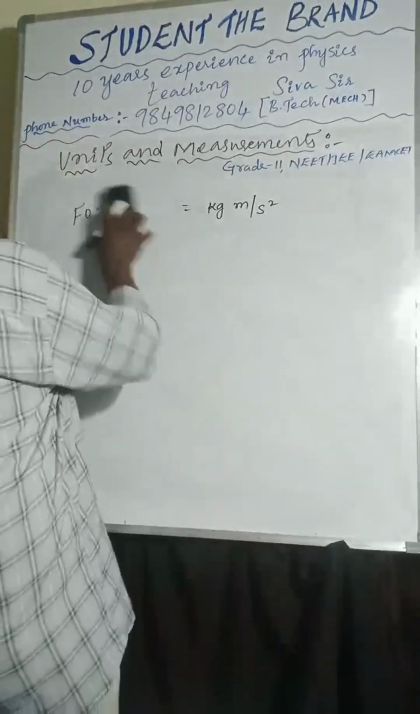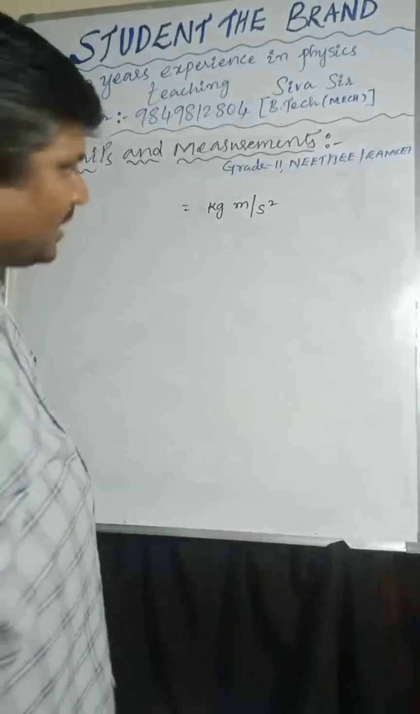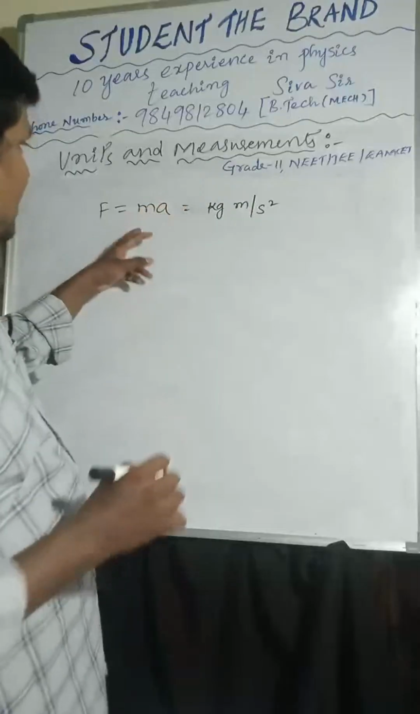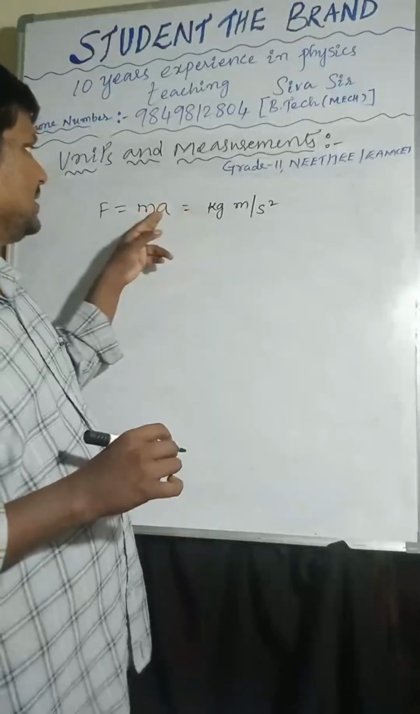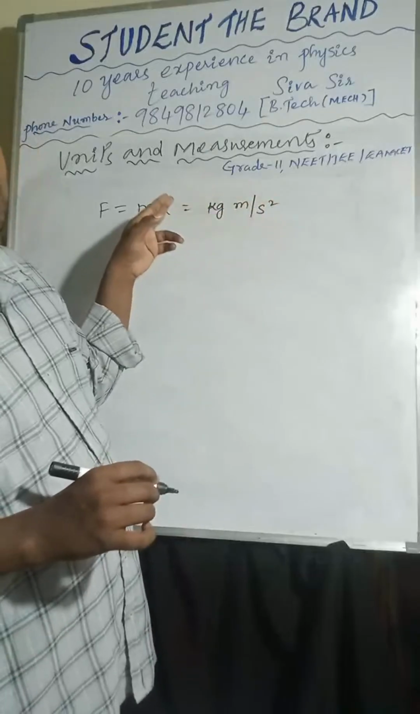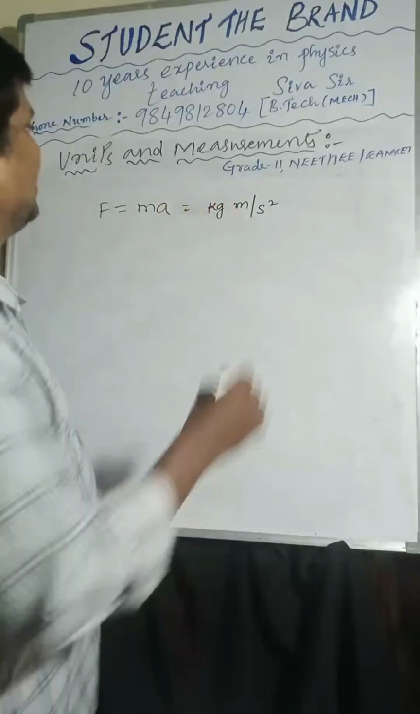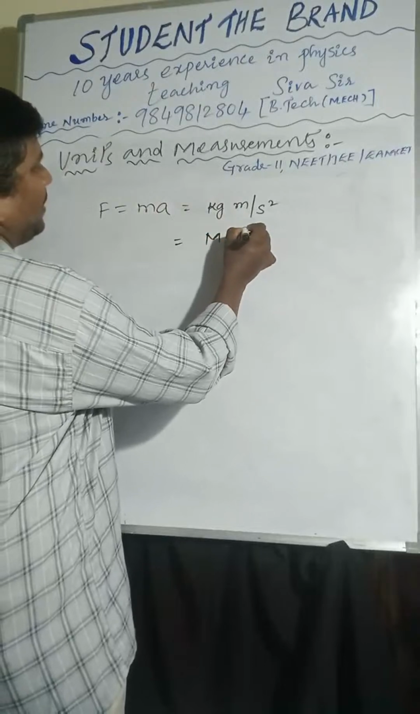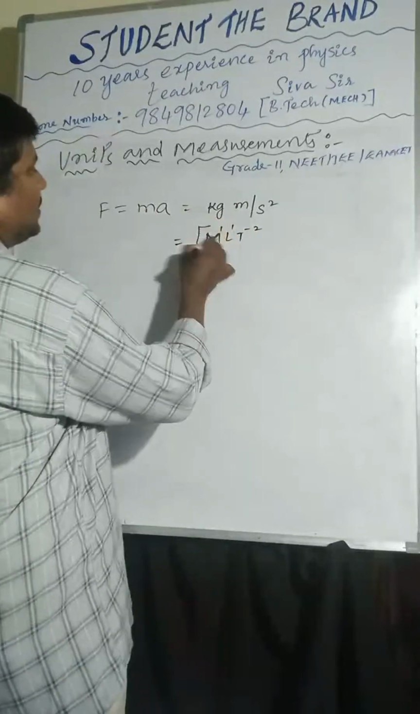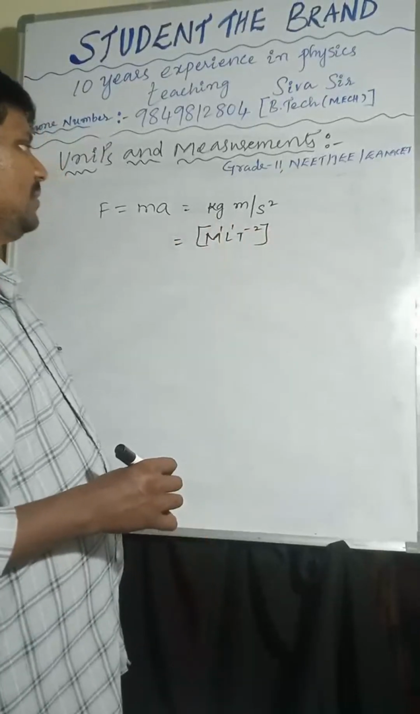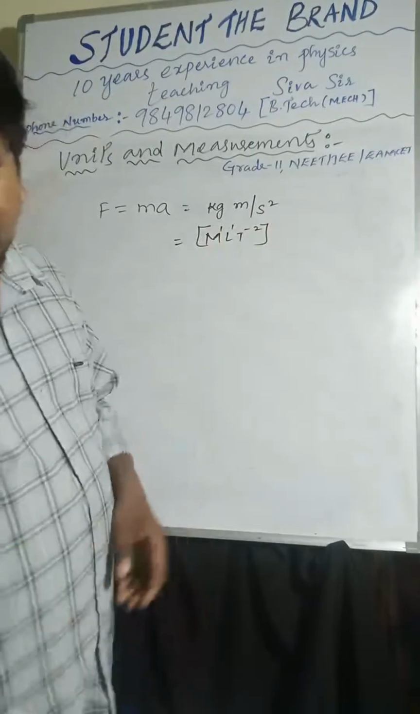So we can write F equal to ma. The SI unit of mass is kg, the SI unit of acceleration is meter per second square. Now you can take capital M, capital L, T power minus 2. So M power 1, L power 1, T power minus 2. Here we have to write in this way, and if you write in this way, you will get the answer.